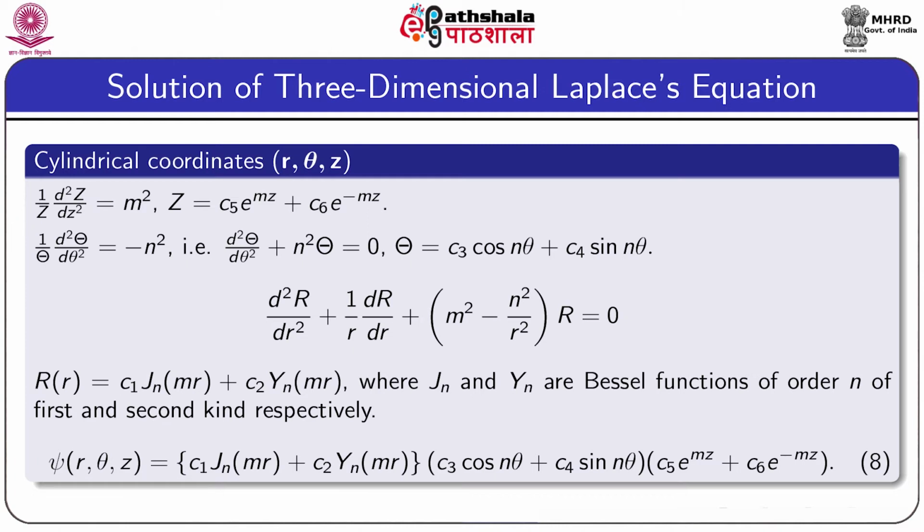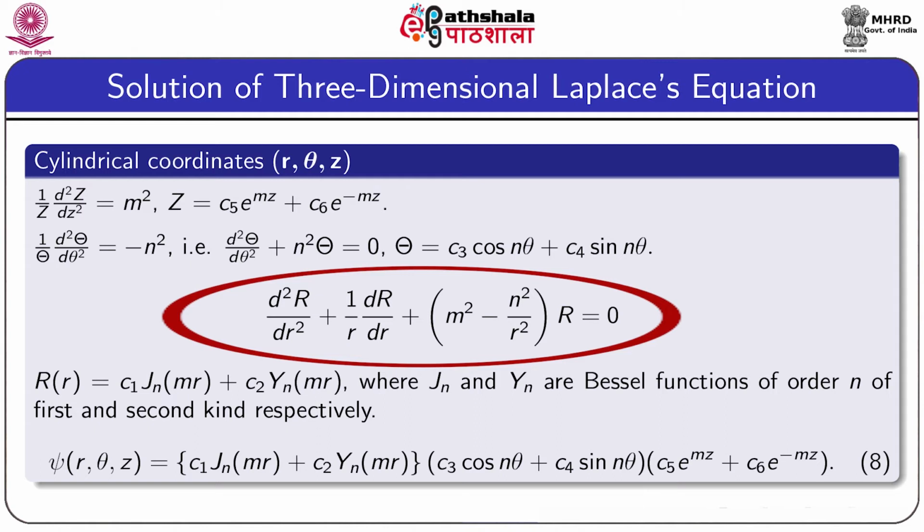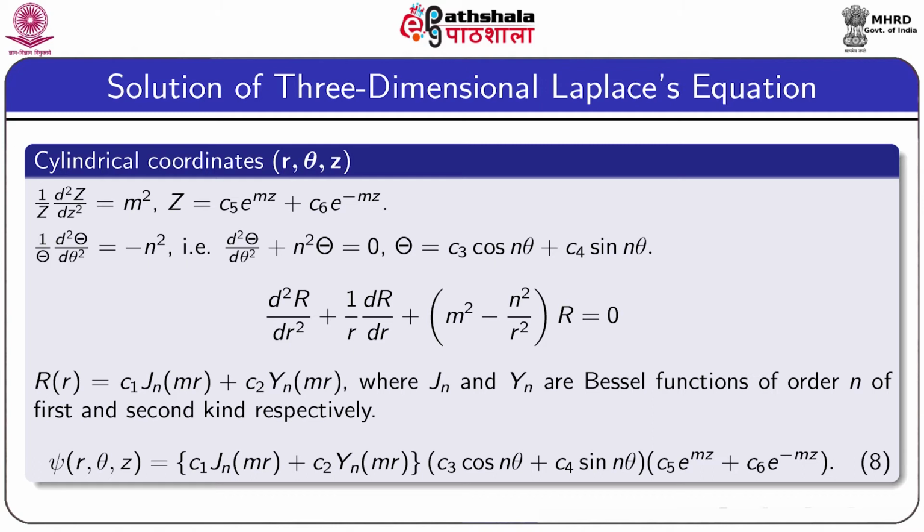But there is another equation, which is the equation in R, and the equation is written here: d²R/dr² plus (1/r) dR/dr plus (m² minus n²/r²) R equals 0. And this is a very famous equation, known as Bessel's differential equation, and we know that the solution of Bessel's differential equation is the Bessel function. So, the solution is written as capital R equals C1 J_n(mr) plus C2 Y_n(mr), where J_n and Y_n are Bessel's functions of order n and of first and second kind respectively.